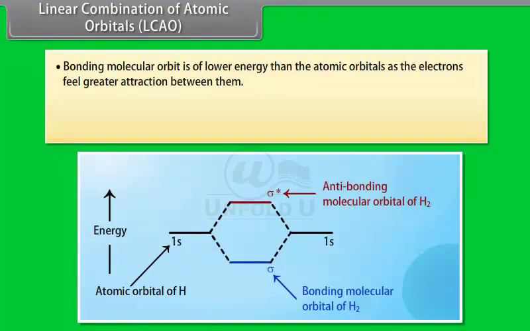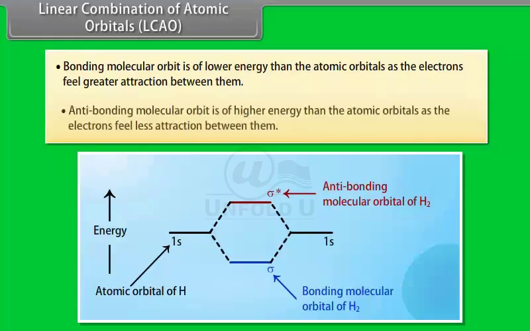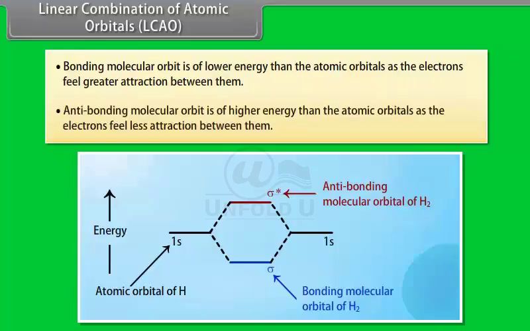Bonding molecular orbital is of lower energy than the atomic orbitals as the electrons feel greater attraction between them. Anti-bonding molecular orbital is of higher energy than the atomic orbitals as the electrons feel less attraction between them. Types of molecular orbitals. Molecular orbitals are designated as sigma, pi, delta instead of s, p, d, etc.